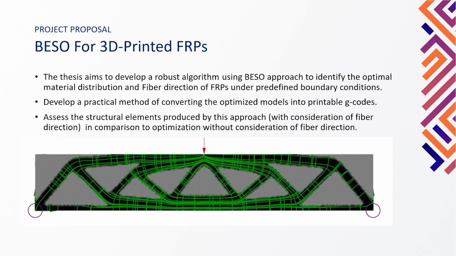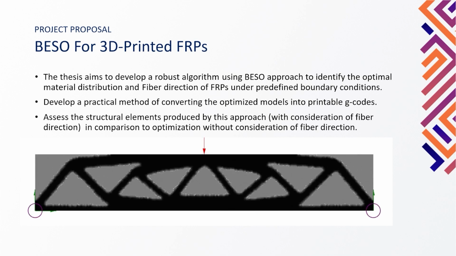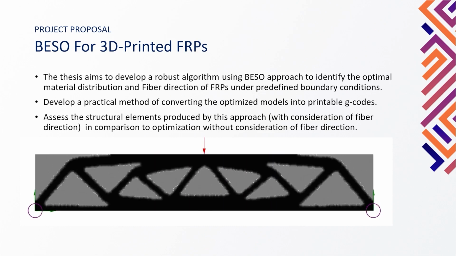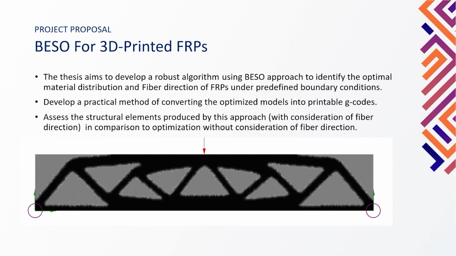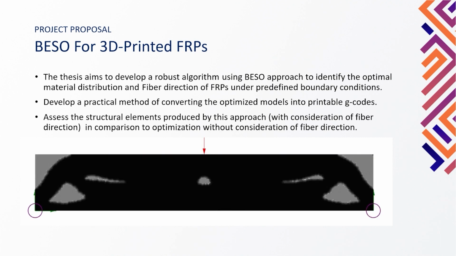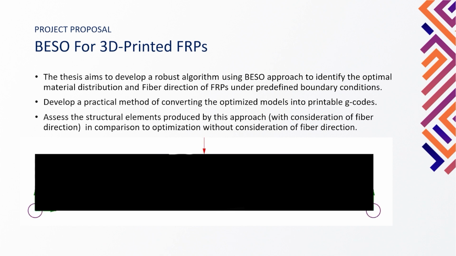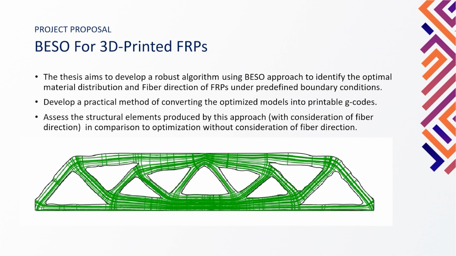Thus, this thesis aims to develop a robust algorithm using the BESO approach to identify the optimal material distribution and fiber orientation under predefined boundary conditions. Also, to develop a practical way of converting optimized models into printable G-codes. Also, to assess the structural elements produced by this approach, meaning with consideration of fiber direction, in comparison with the optimization without consideration of the fiber direction.